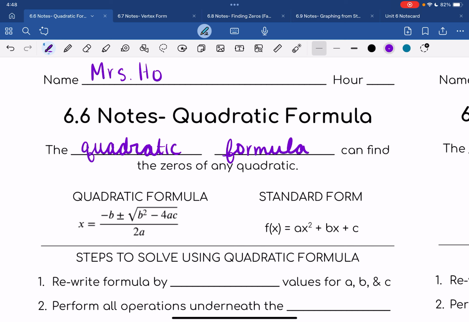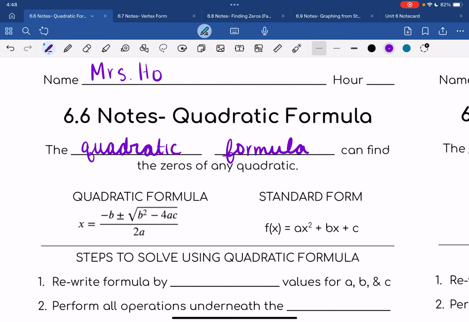So we have already learned a couple methods of finding the zeros of a quadratic. In 6.2, I believe, we use the square root method. We can use that when b equals 0. In 6.3, we factored, and then in 6.8, we're going to factor some more. But 6.6 here, the quadratic formula, we can use it for any quadratic in the entire world.